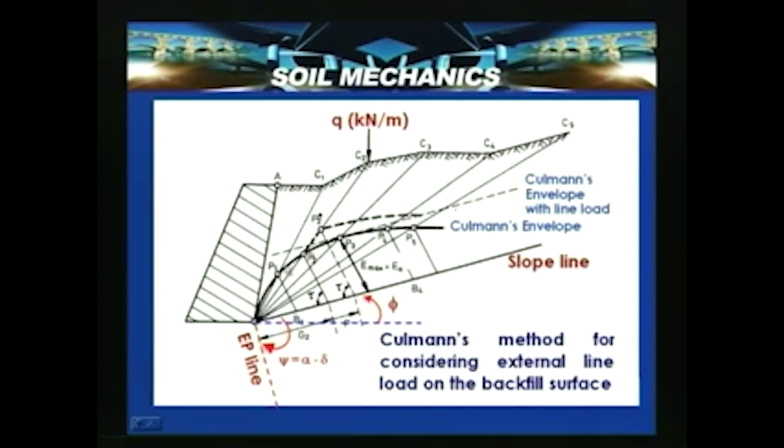In this figure, what we saw is a Culmann's envelope drawn without any load, with points P1, P2, and then P2 dash and the corresponding points, which represent the Culmann's envelope with the line load. So this is how we need to consider the external loads coming into the picture.